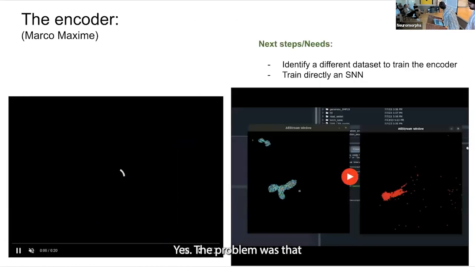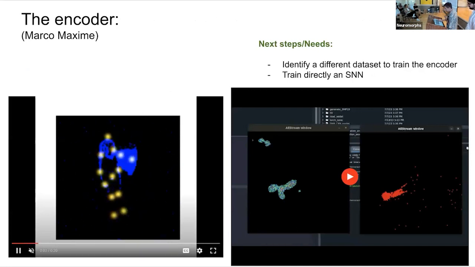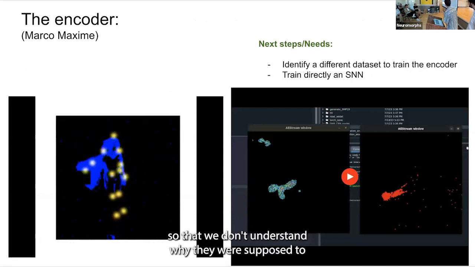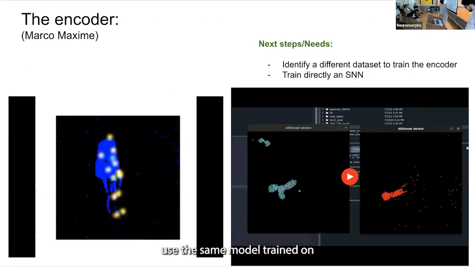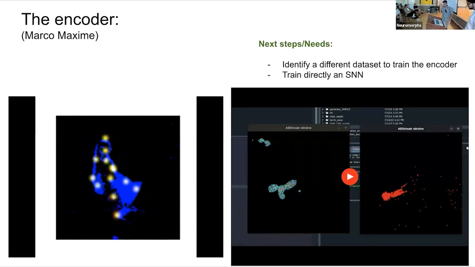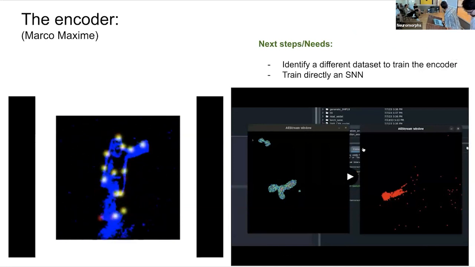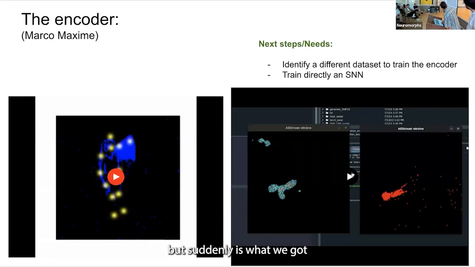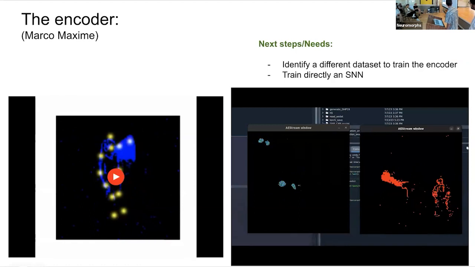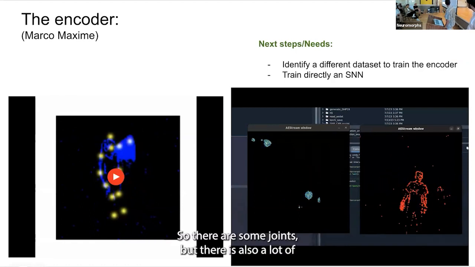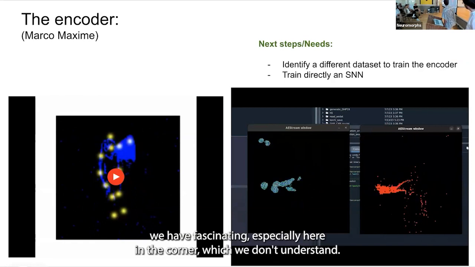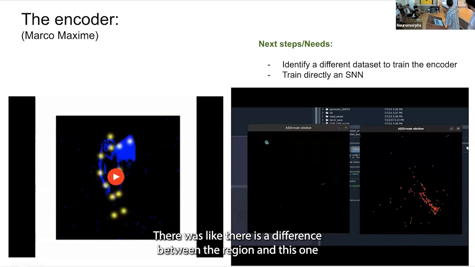The problem was that we didn't get it to generalize well on the dataset. So we don't understand whether it was a problem with the dataset. This is the same model trained on getting the joint positions for a person on the original dataset. But sadly, this is what we got on the actual hardware, on the camera. So there are some joints, but there is also a lot of weird stuff happening, especially here in the corner, which we don't understand.